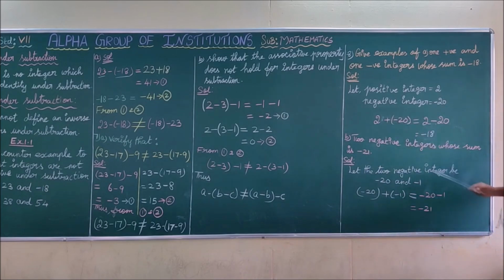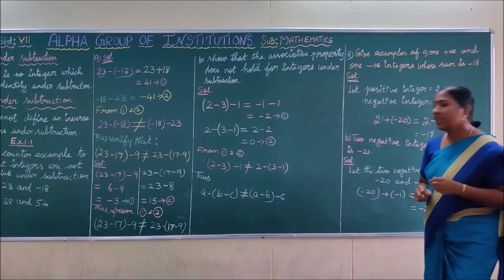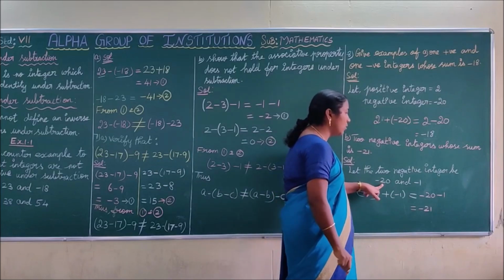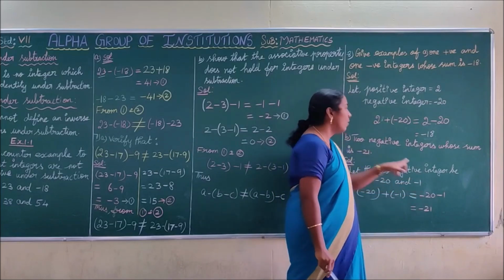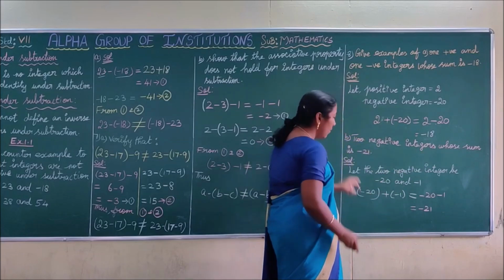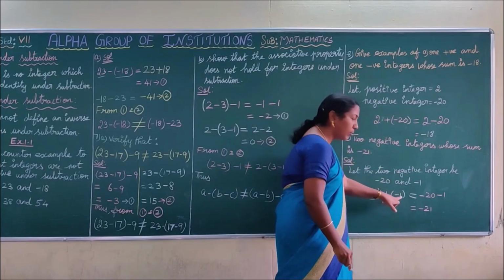See the next one. You have to find two negative integers whose sum is minus 21. In the previous sum, one is positive and another one is negative. But here, both should be negative integers, but their sum should be minus 21. See here, I take the two integers minus 20 and minus 1. What is the operation here given? Sum. So you have to put the symbol plus. Minus 20 plus minus 1.